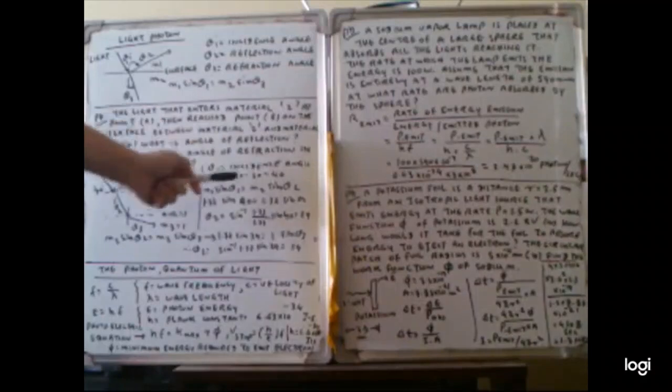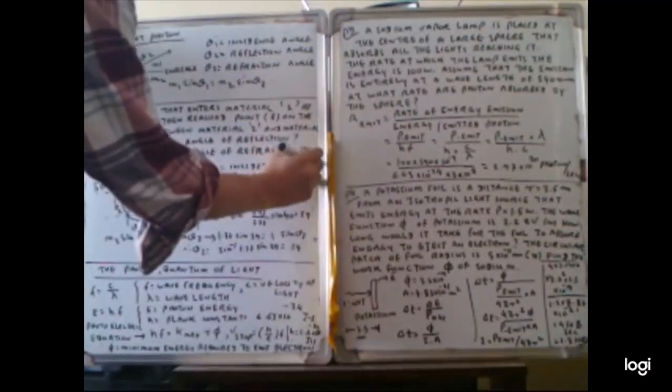This is 40 degree here. 40 degree, so theta 1 can be calculated as 90 minus 40, so we call this 50 degree. Angle 50 degree. So we can calculate theta 1. Theta 1 is 90 minus 50, so we call this 40 degree.